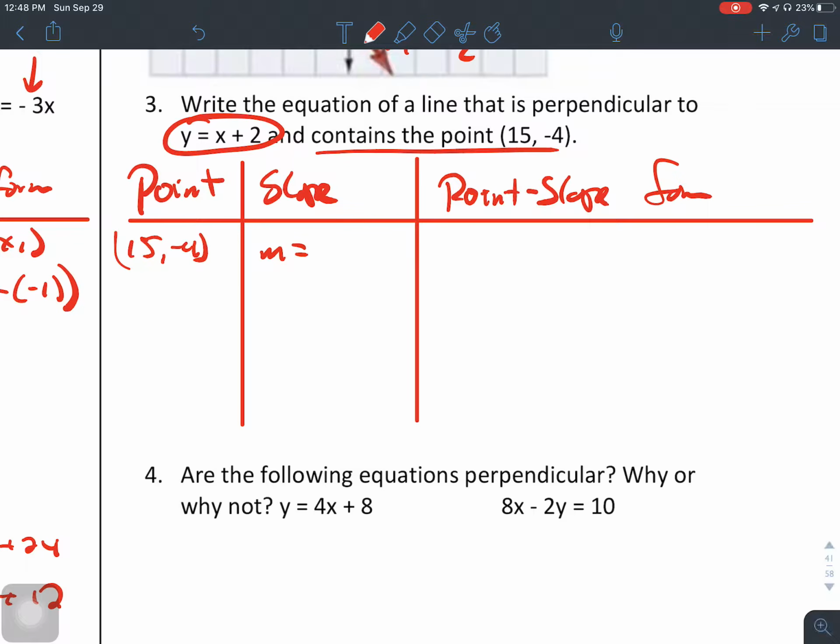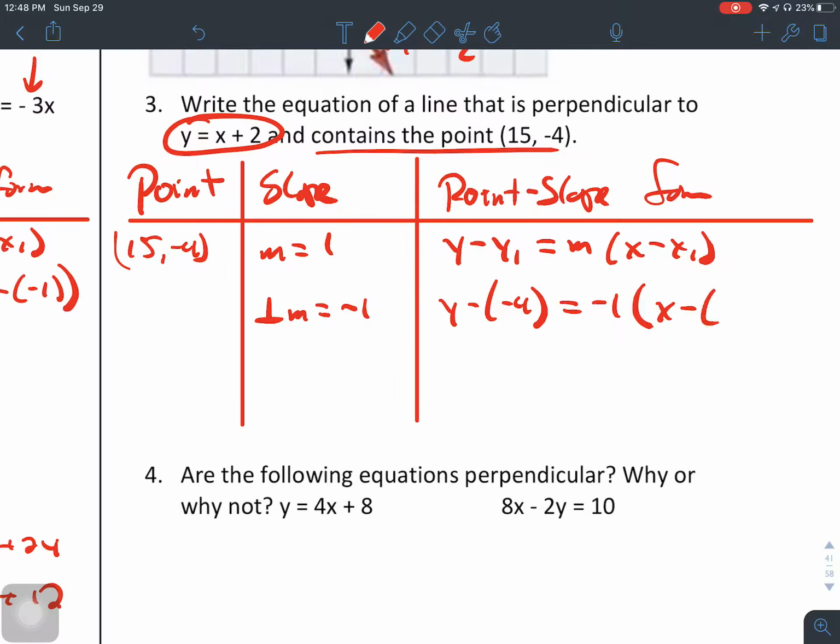To find the slope, well, if you look at what we're given, this equation is in slope-intercept form. The slope of this line is 1. A perpendicular slope, if you take 1 and reciprocate it, you still get 1. If you change the sign, you get negative 1. This is going to be y minus y sub 1 equals m times the difference of x and x sub 1. So it's y minus a negative 4 equals the slope of negative 1 times the difference of x and 15. Finished. That's our equation of our perpendicular line.